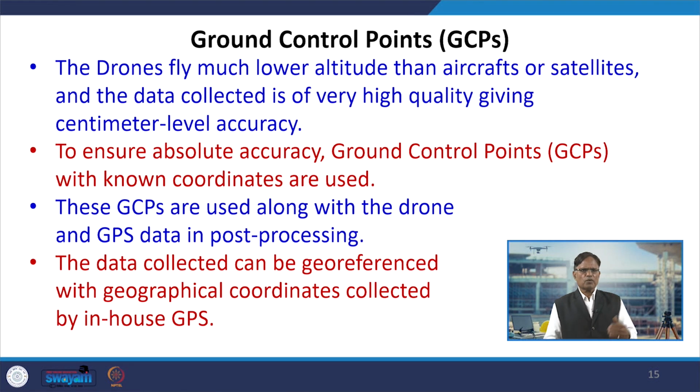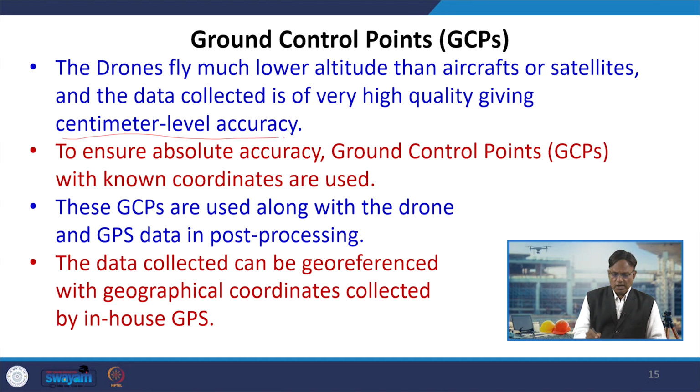The drones fly at a much lower altitude than aircraft or satellites, and the data collected is also of very high quality because the altitude is much lower. So, nowadays we can get centimeter level accuracy data, which is very good for carrying out very large scale mapping for infrastructure planning. Now, to ensure the absolute accuracy, ground control points with known coordinates are used.